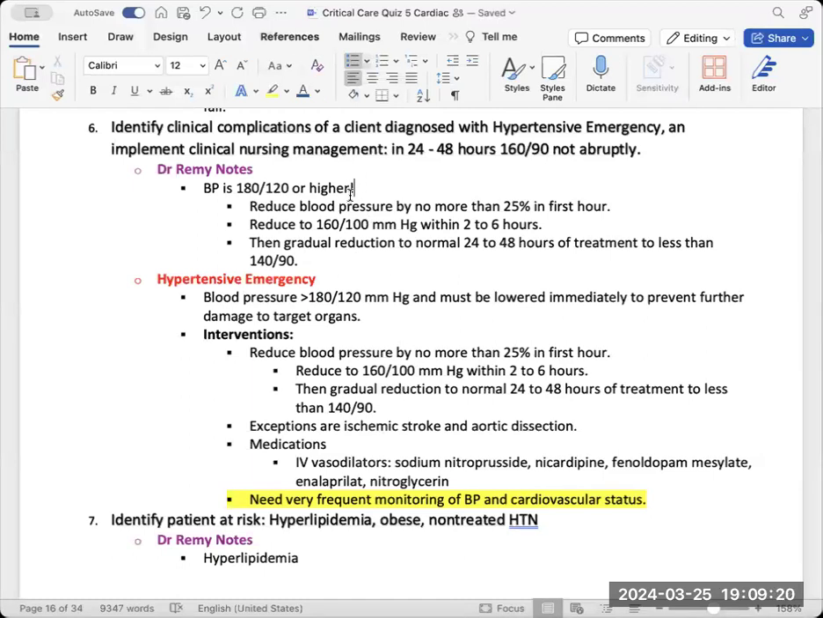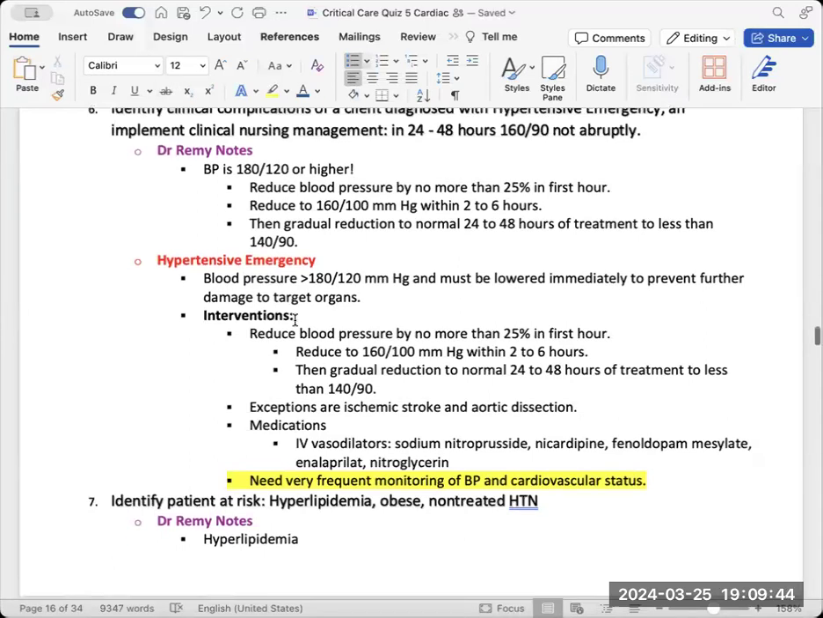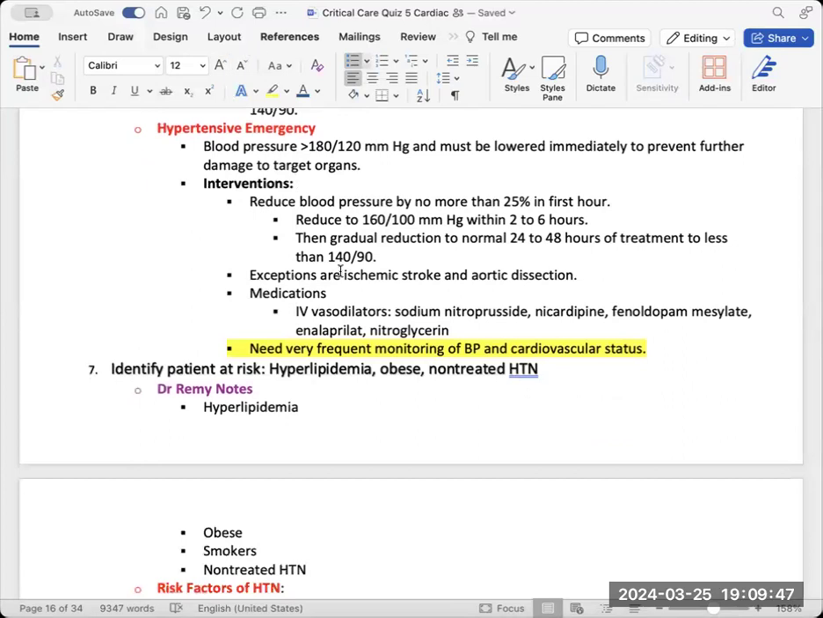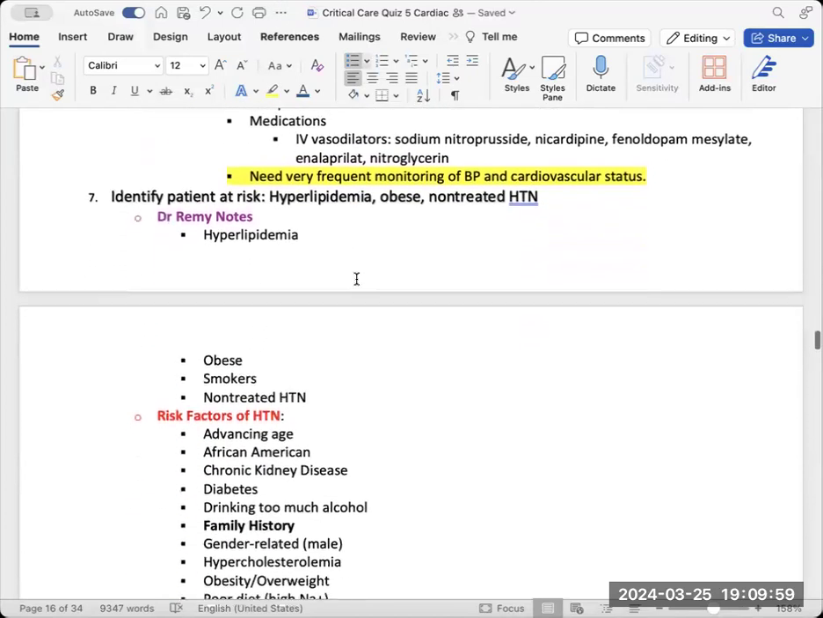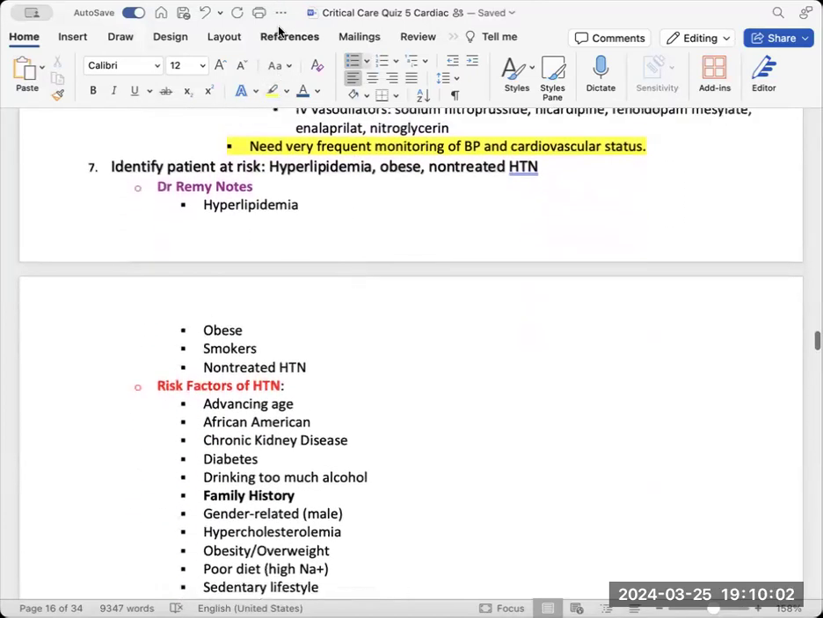In 2 to 6 hours, the blood pressure should be 160 over 100. And by 24 to 48 hours after the hypertensive emergency has occurred, we want to have the blood pressure return to normal or less than 140 over 90. In order to do this, we can give IV vasodilators, such as sodium nitroprusside, nicardipine, nitroglycerin, things like that.